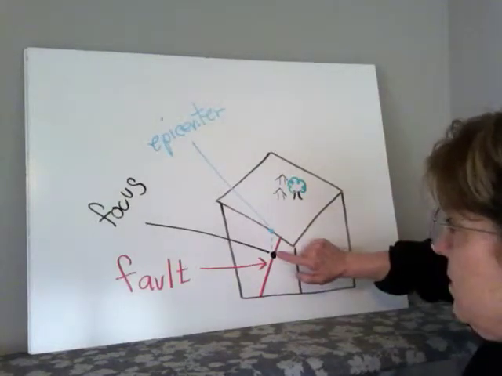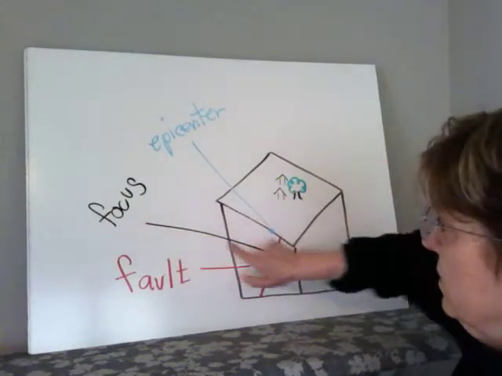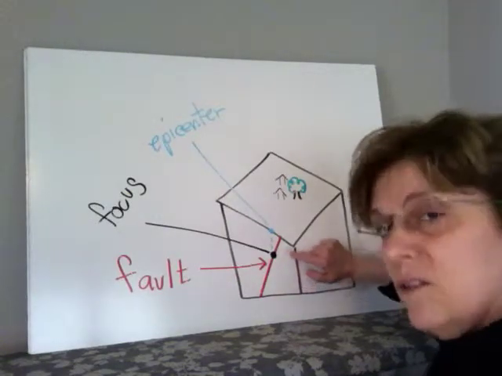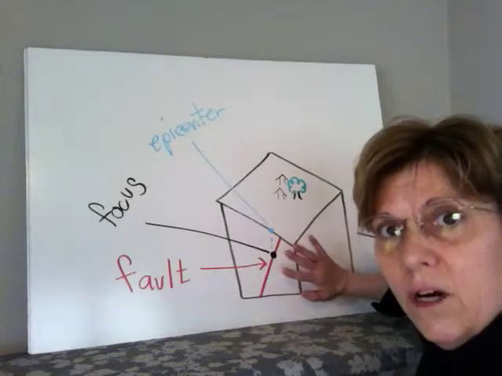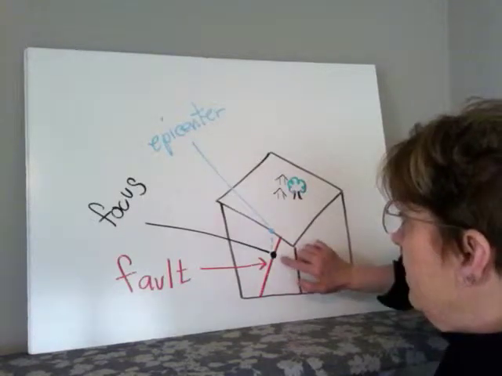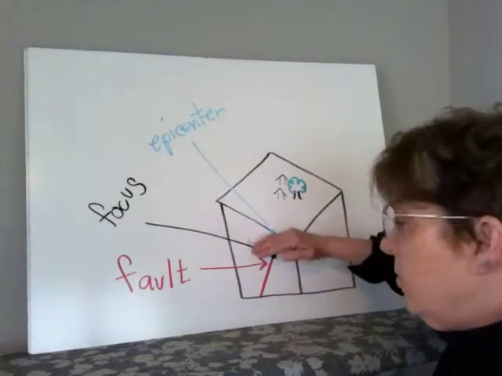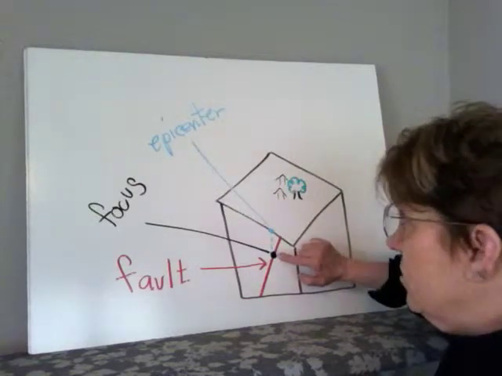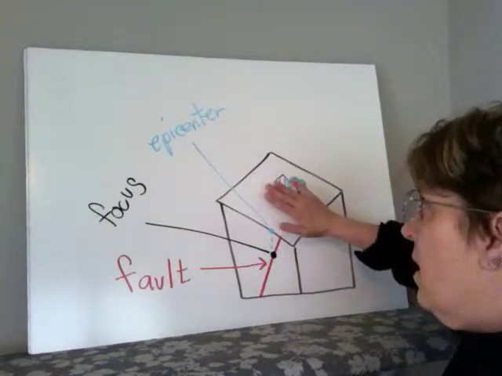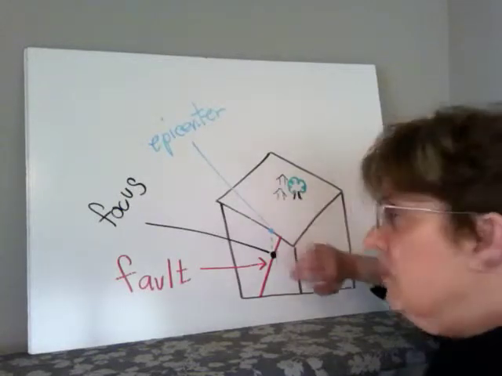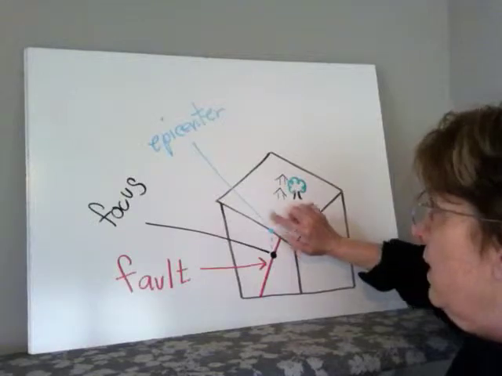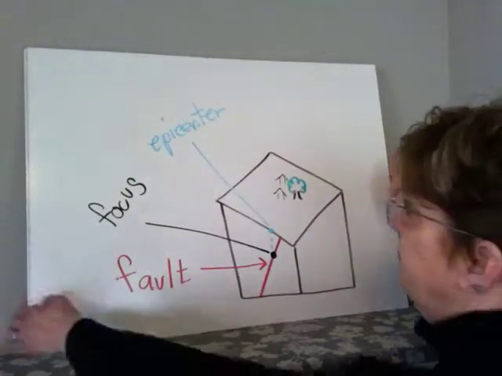The focus is actually here, perhaps somewhere along the fault line where the ground starts to shake. It's where the earthquake occurs underground. Waves will move outwards away from the focus where the earthquake has started, and we feel them on the earth. Where humans feel the earthquake is called the epicenter.